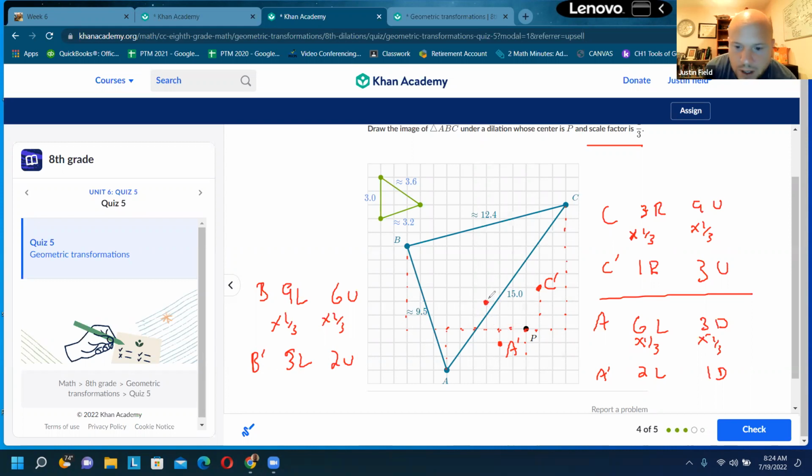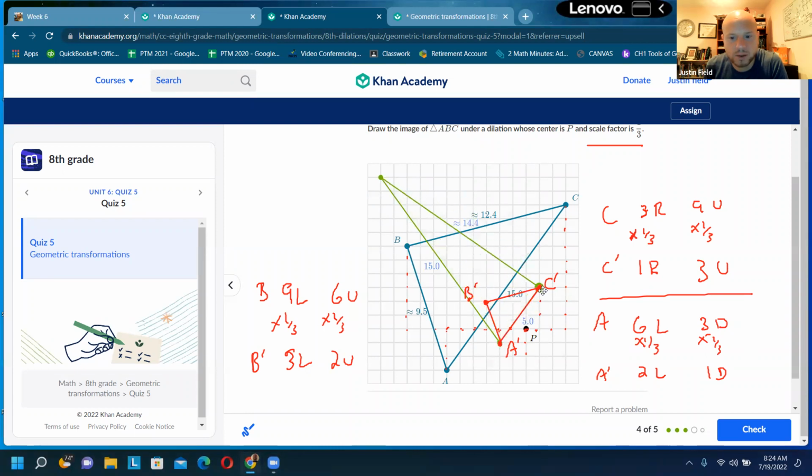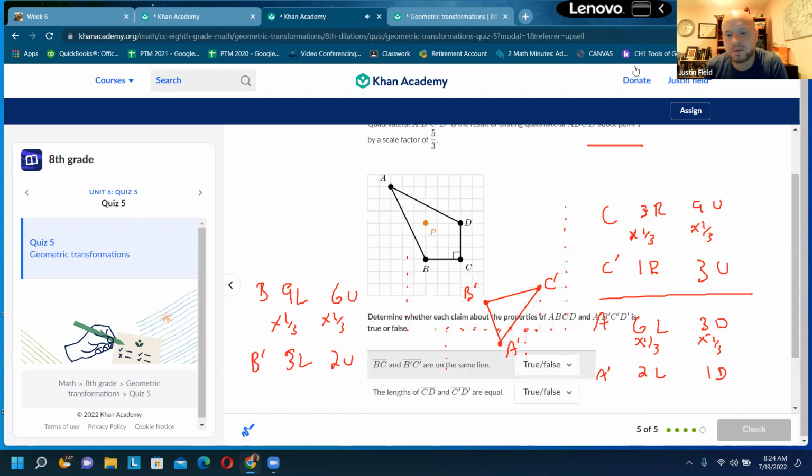Now the cool part is, after all that work, we can draw segments between points, and it'll be exactly the same shape as the pre-image, but it's smaller. It's 1/3 the size. Isn't that cool? It's all that math, and then boom, connect the dots, and you can clearly see that we have a triangle that is 1/3 the size. So I'll just put my green triangle on top of it. We did it. So good.